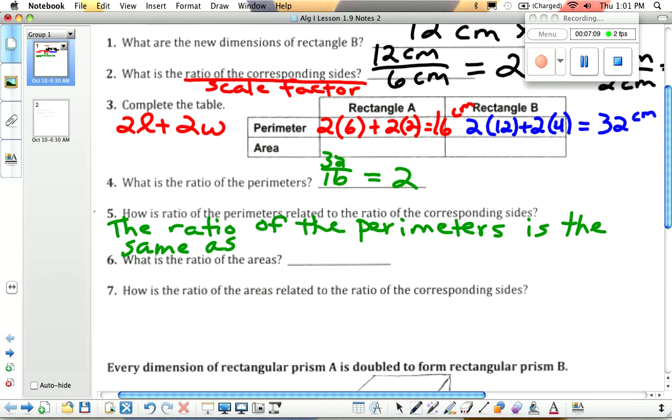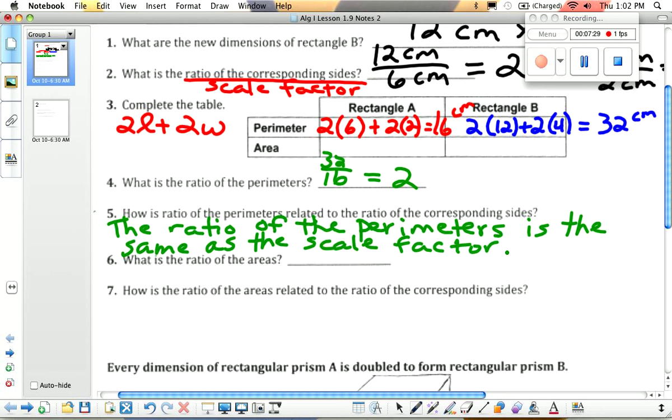But can we make that a lot shorter? What if we say ratio of corresponding sides really is scale factor? So let's just say same as the scale factor, okay? Because that's what ratio of corresponding sides is really just the scale factor. So you double the side lengths, you end up double the perimeter.